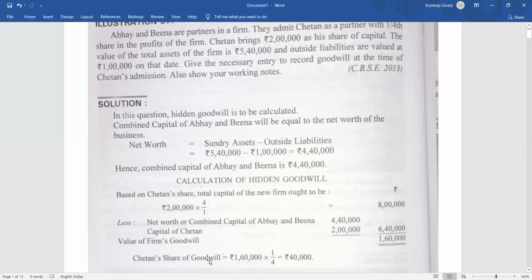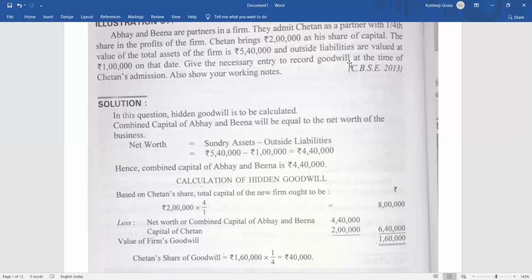Clear? So Chetan's share will be how much? Chetan was going to take 1/4 share, right? But he did not bring anything for the goodwill, right? He brought only 2 lakh for his share of capital, and it's not told that he is going to bring anything for the goodwill. If a new partner is not bringing the premium for goodwill, we know how we are going to treat it, right? New partner's current account debit, sacrificing partners' capital accounts credit, right?